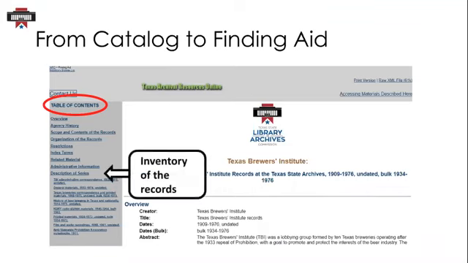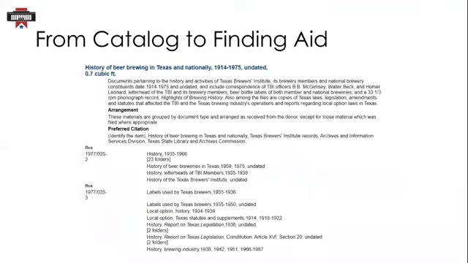So I'll look under the description of series, which is when it's going to start giving me the inventory of those records. And I see that there is a series called History of Beer Brewing, and that covers my topic, my time period, so I'm going to click on that. So it takes me further down the finding aid where I get that folder inventory. I see box numbers here and the contents of those boxes. So now I've narrowed it down even more to just a couple boxes and less cubic feet. So that's how I was able to narrow this down.